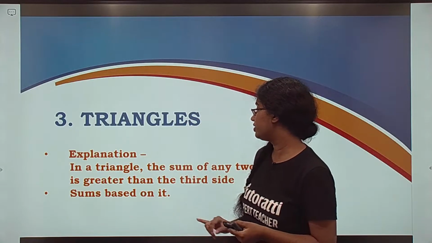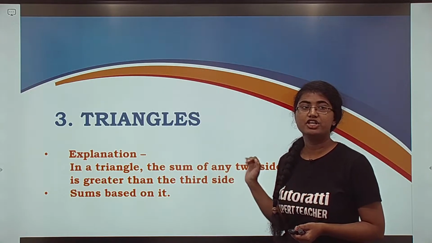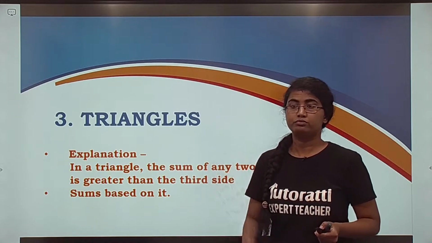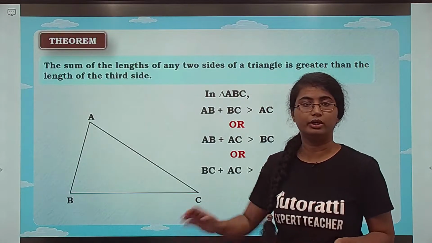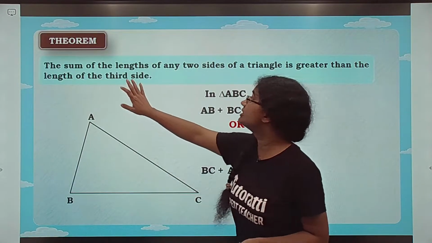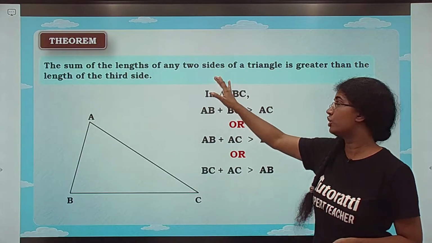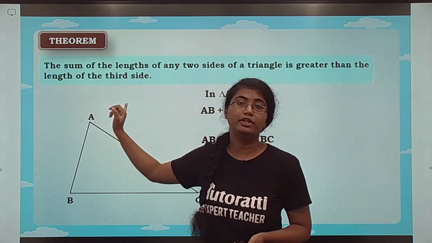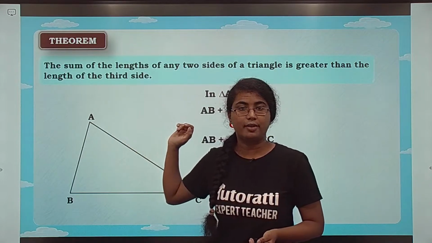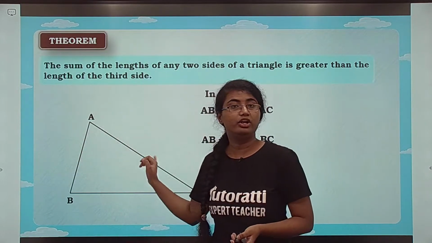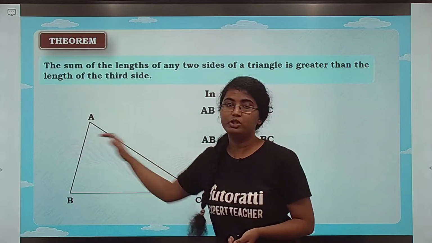Okay, let's talk about the next one. The sum of the two sides is greater than the third one. Directly let's start with the theorem. The sum of the lengths of any two sides of a triangle is greater than the length of the third side. What does it say? You can add any two given sides. तीनों में से कोई भी दो add करो.